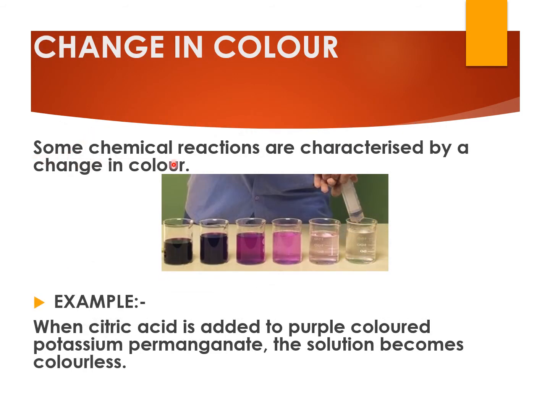Some chemical reactions are categorized by a change in color. So we come to another characteristic of a chemical reaction, and that is change in color. The most common example is when citric acid is added to purple colored potassium permanganate, the solution becomes colorless. Students, you can easily do this activity at your home, because these days all the homes have some type of chemical for washing their vegetables and fruits before using them.